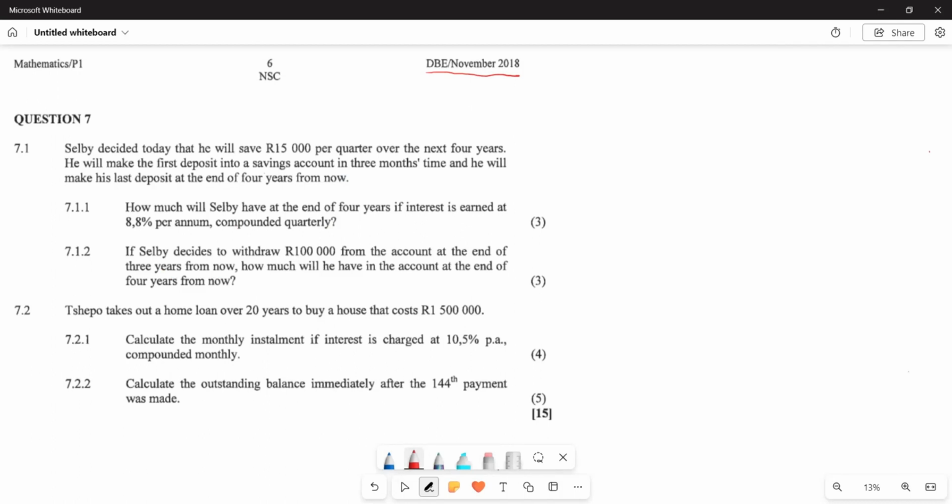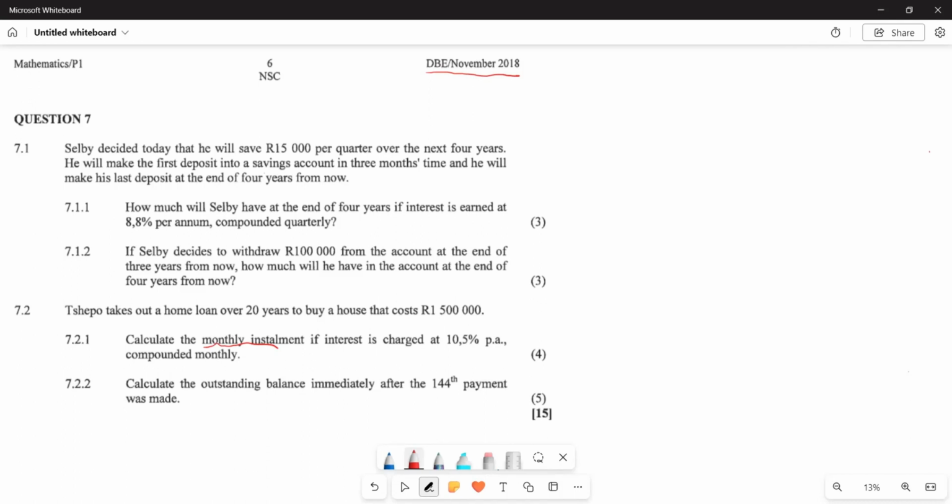Now, what we want to calculate is what will be the monthly installment if Tshepo was given the loan for how long? For 20 years. We want to calculate how much must Tshepo pay monthly in order to settle that particular loan. So again, we know that for our loan, we use our present value, because this is the amount of money that Tshepo will have now and pay back later, right?